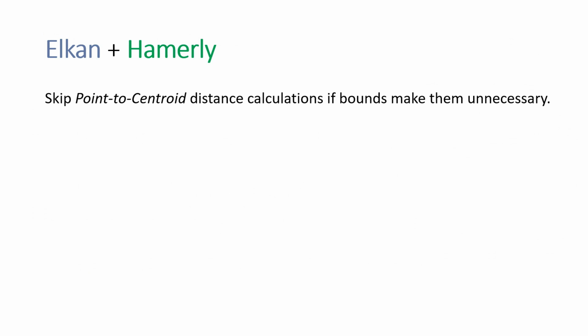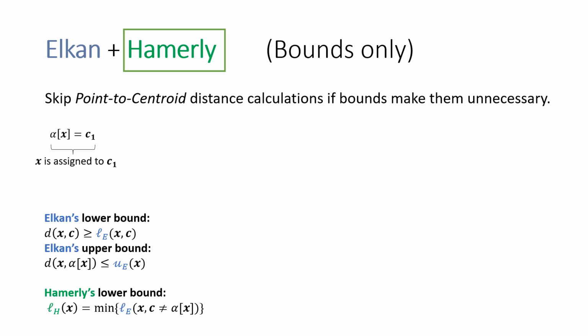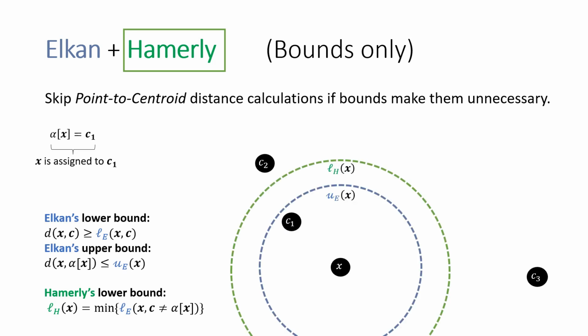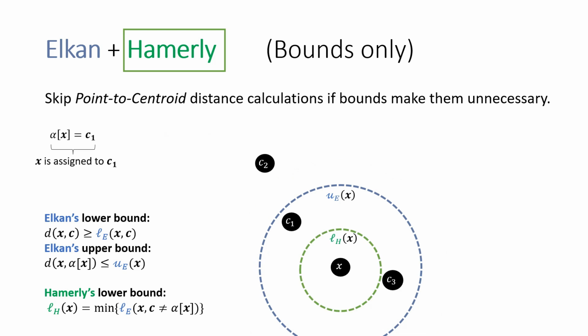So, how does it work? First, we prune with Hämmerle's method, where we have a lower bound that bounds the distance to everything the point is not assigned to. So in this case, if x is assigned to centroid 1, then we have a lower bound to all the others. That means if our upper bound from Elkan's method is lower than the lower bound, then we know that everything else that we could potentially assign the point to is further away, and hence we don't have to do anything more for that point.